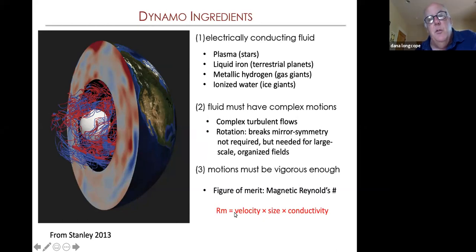It all comes down to the magnetic Reynolds number, which is the velocity and the size of the object and the conductivity of this electrically conducting fluid. So you can see, even if your conductor is not so great, so this conductivity factor is not so high, you can make up for it with, say, size. You're dealing with a big planet. It's got size on its side, and a lower conductivity may actually not be a killer.